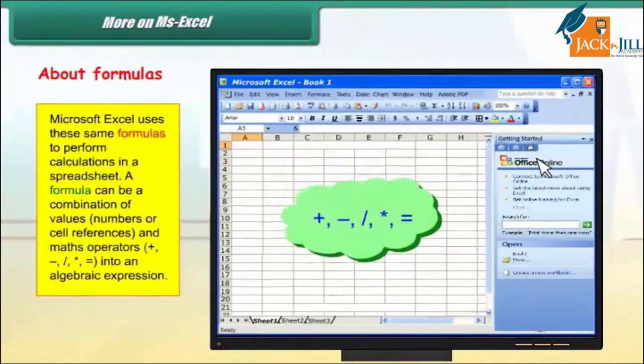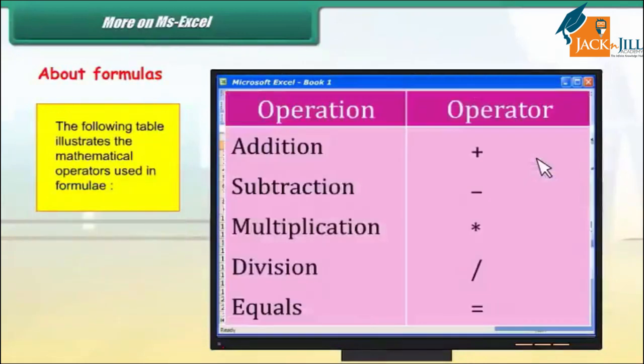A formula can be a combination of values, numbers or cell references, and math operators like addition, subtraction, division, multiplication, and equals, forming an algebraic expression. The following table illustrates the mathematical operators used in formulae: addition, subtraction, multiplication, division, equals.